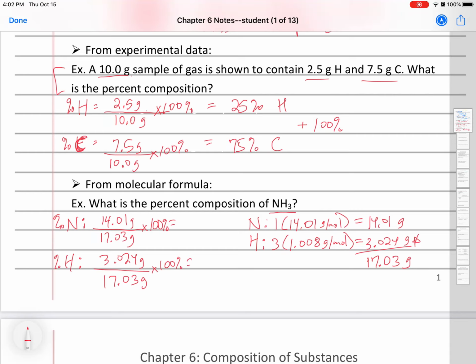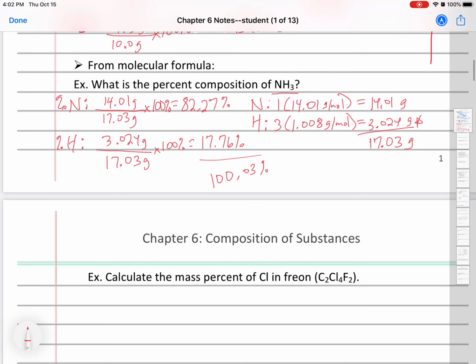And we do the math, and the percentage of nitrogen turns out to be 82.27%. And the percent hydrogen ends up being 17.76%. Again, those numbers add up to 100, in this case 100.3%, because there's a little bit of error with rounding. But they should add up to 100%. It's a good way to check that you did your math correctly, because if they didn't add up to 100%, you did something incorrect. All right, let's try another one. This lecture is going to be mostly lots of example problems.